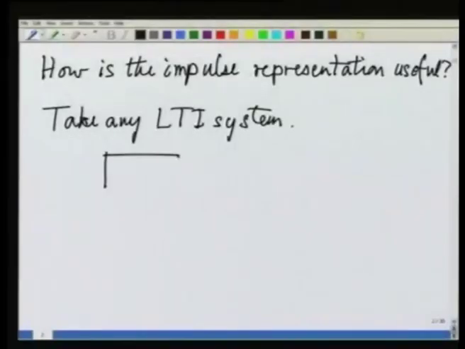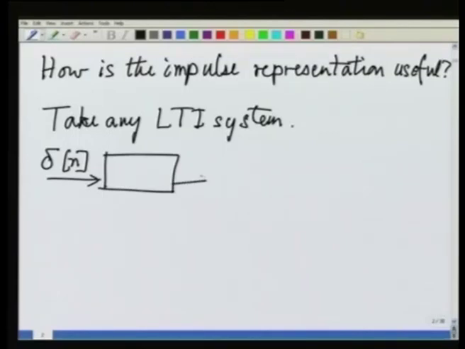Now, we take this system and apply as the input the signal delta n, the Kronecker impulse. It is in terms of scaled and shifted Kronecker impulses that we have found a representation for arbitrary signals, but that is as far as the relationship of the Kronecker impulse goes with discrete time signals. Now, we are bringing the same Kronecker impulse to the world of systems and applying it to the given LTI system.